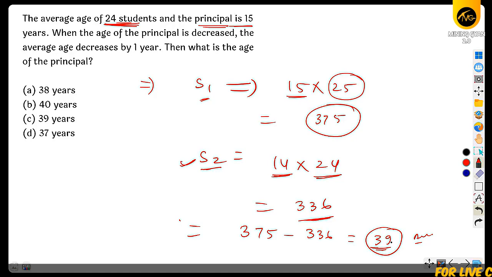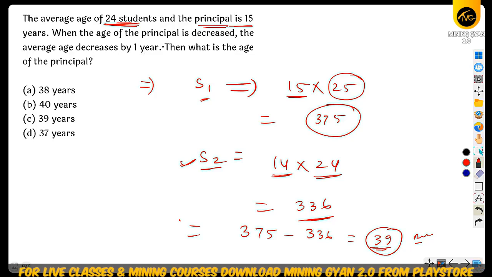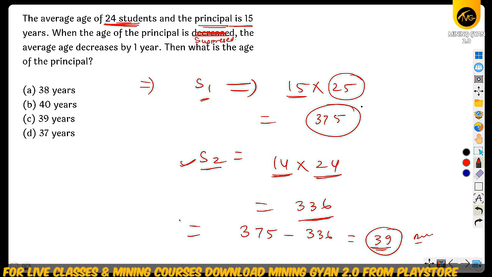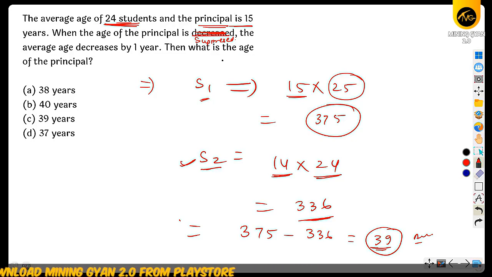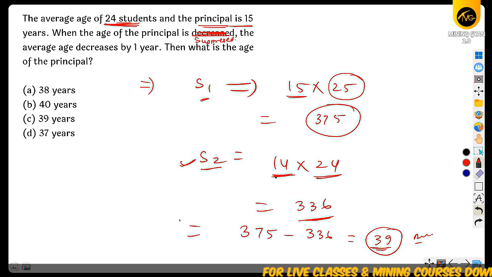Is it clear, or do you have any doubt? This is a similar kind of question, just the technique of asking the question is different. Basically in this case we have a decreasing number, and the wrong word is used in this question. Basically when the age of the principal is suppressed, another word is subtract, you can say. So when the age of the principal is suppressed from the total, the average will be 14.